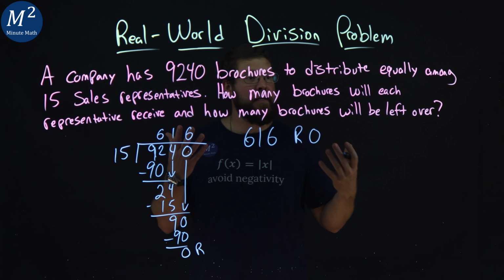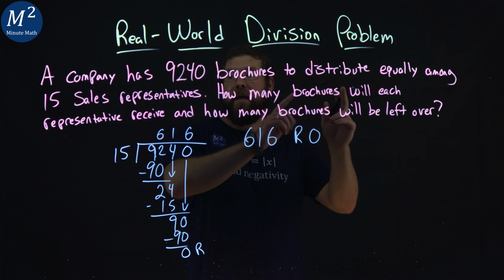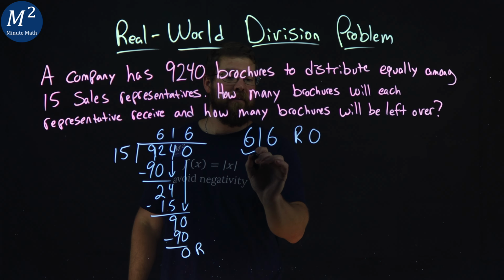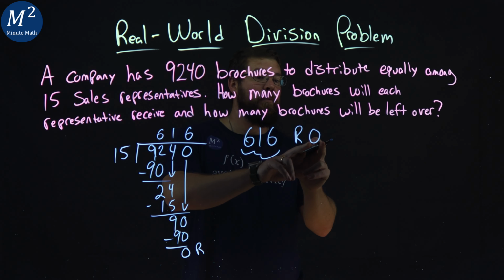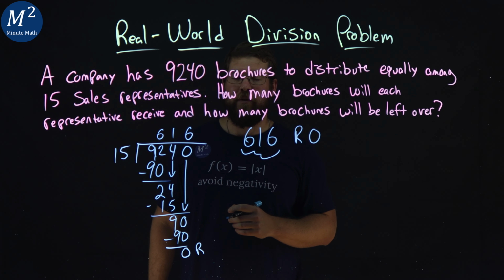What does it mean in the context of this problem? Well, each representative will receive 616 brochures, and there will be 0 brochures left over.